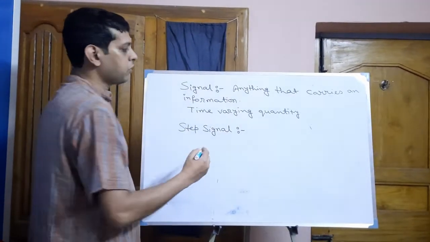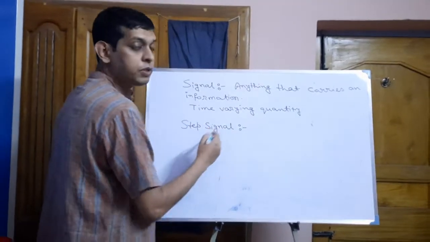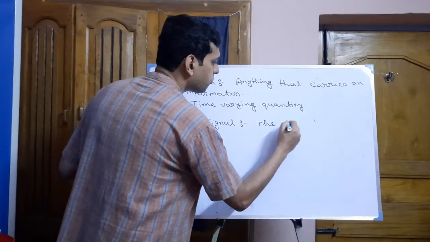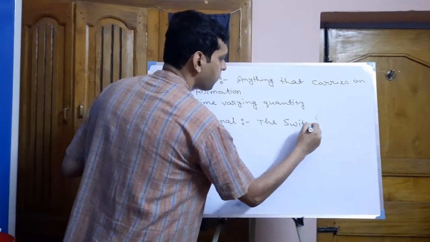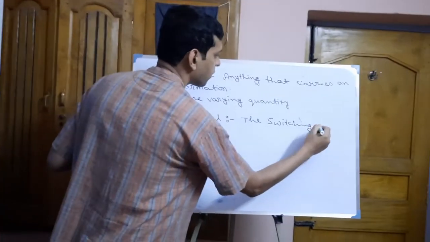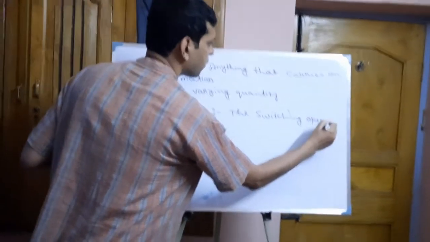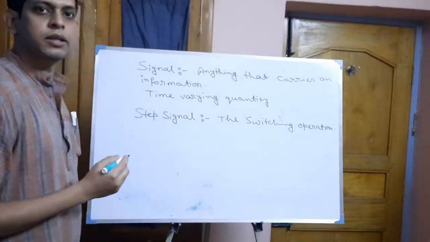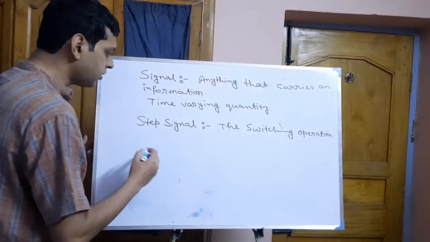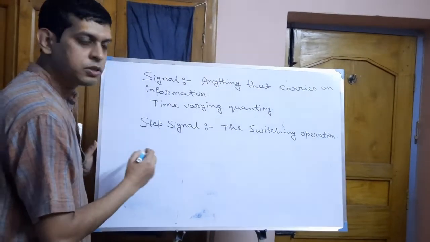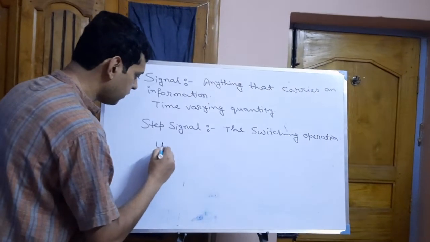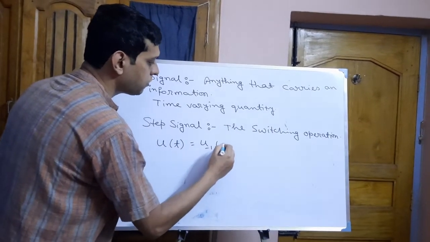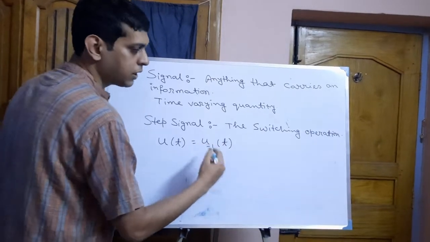Okay, now step signal, the utility of the step signal is the switching operation can be described by one step signal. Now, what a step signal is? The definition of a unit step signal is u(t), or in some books you will find this as u minus 1(t).